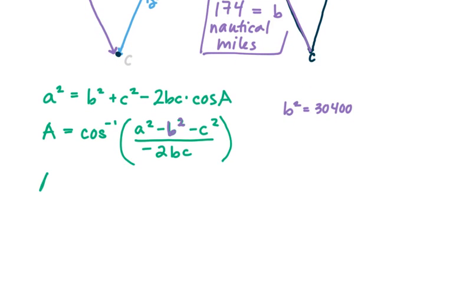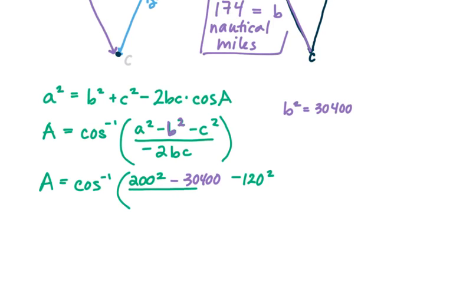I'm going to plug these values in. I have A is cosine inverse of A squared, 200 squared, minus 30,400, minus 120 squared, all divided by negative 2. Now, B is just the square root, so I've got the square root of 30,400 times 120. So that's a nice, easy way that we can plug that in exactly.